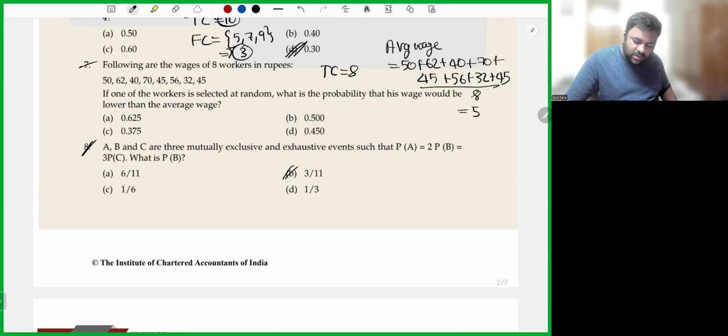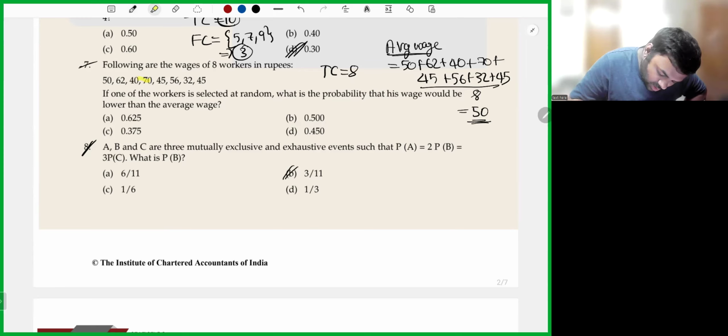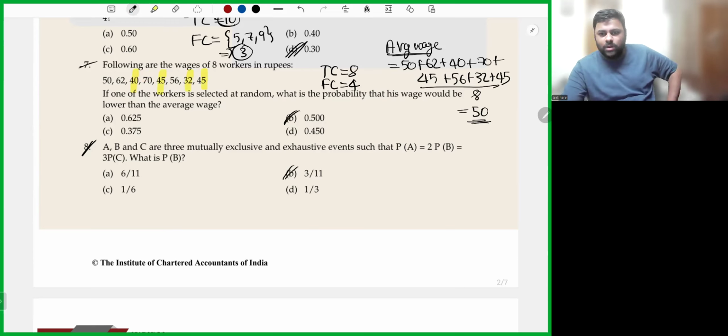So average wage is 50 rupees. Average wage 50. Now how many people are having wage less than 50? Let's count. 1, 2, 3, 4. So favorable cases are 4. So probability is favorable cases by total cases, 4 by 8, which is nothing but 0.5.